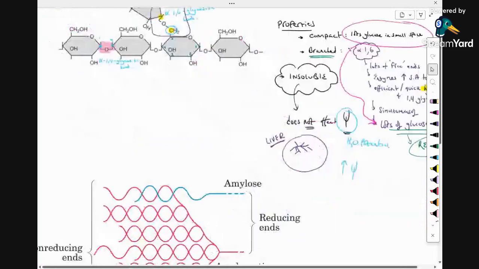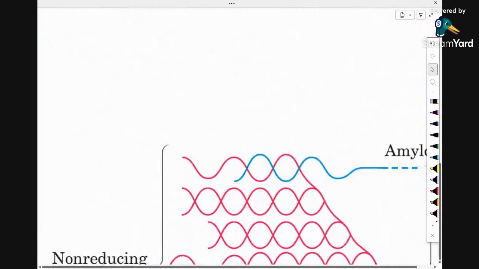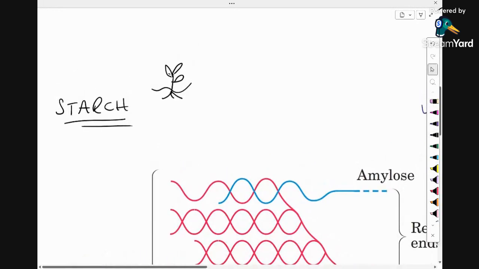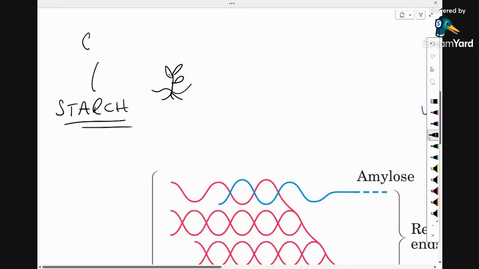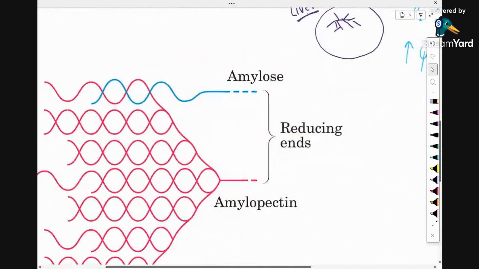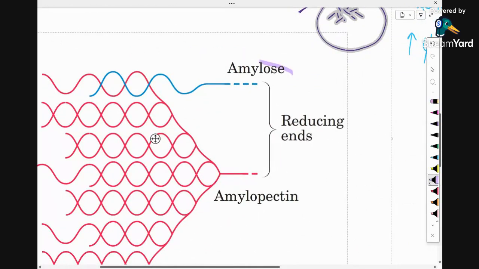Okay, that's glycogen. We're now going to look at the plant equivalent, which is starch. It's the plant equivalent of glycogen, so it's the main energy storage molecule, the glucose storage molecule in plants. And it's actually made up of two separate molecules: amylose and amylopectin.